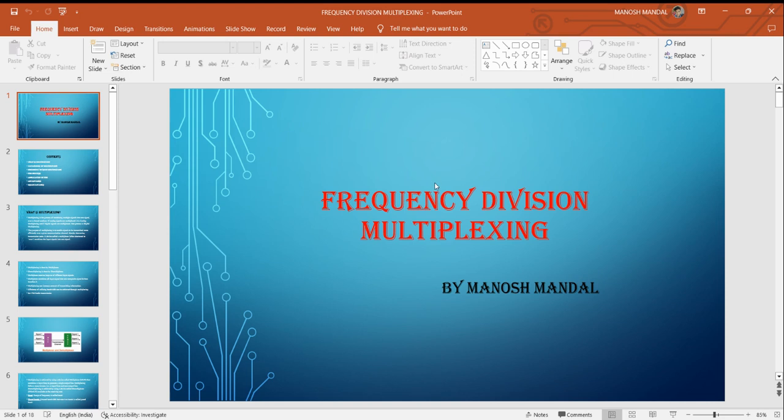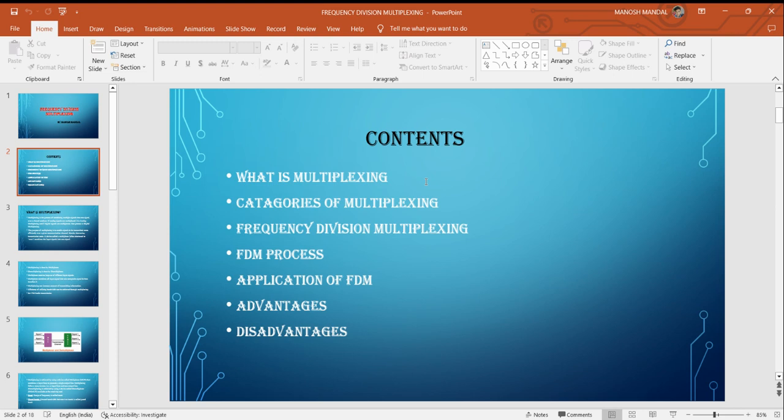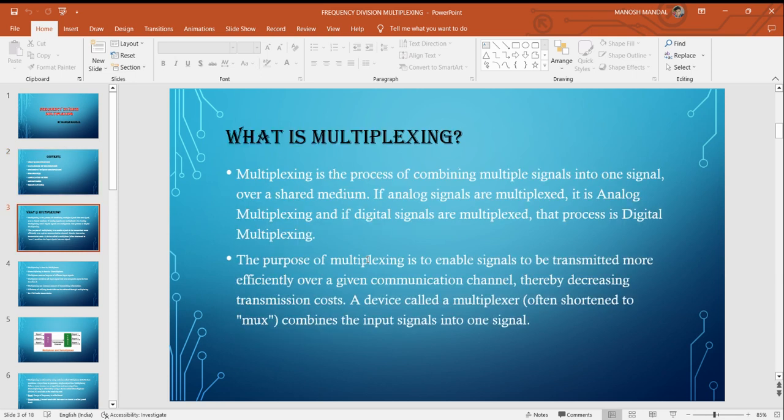Today I am going to discuss a topic that is frequency division multiplexing. So in this presentation we are going to discuss frequency division multiplexing in detail. So let us start. These are my contents: What is multiplexing? Categories of multiplexing. What is frequency division multiplexing? Frequency division multiplexing process. Applications of frequency division multiplexing. Advantages and its disadvantages.